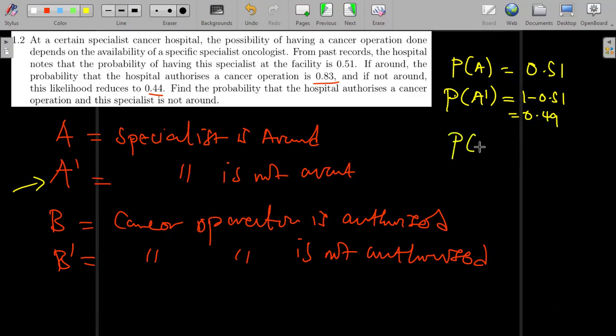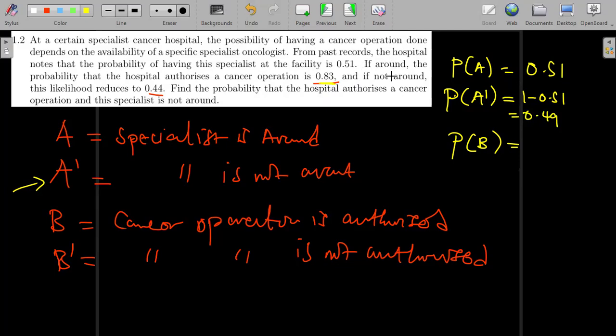What about the probability that the cancer operation is authorized? Here they didn't give the exact value of this probability, that the cancer operation is allowed. Instead, what they gave us was the conditional probability. If you read it, it is: if this specialist is around, the probability that the hospital authorizes a cancer operation is this.